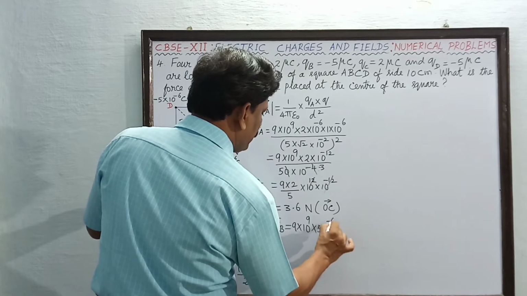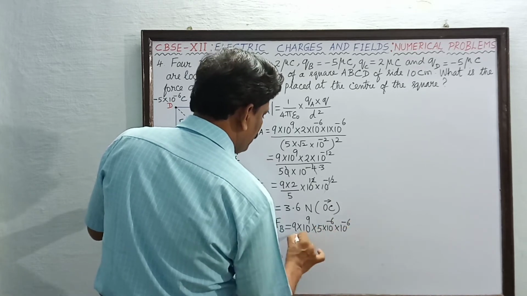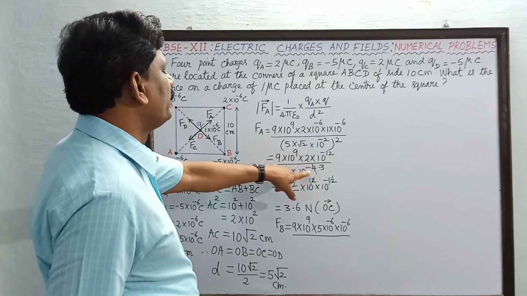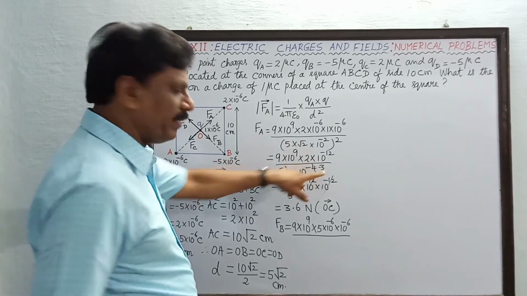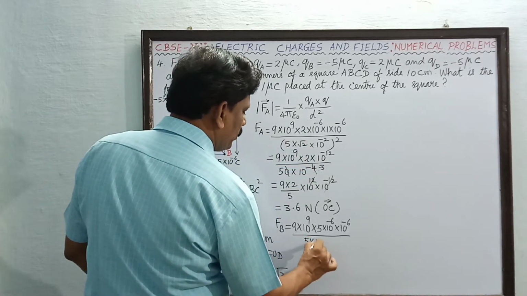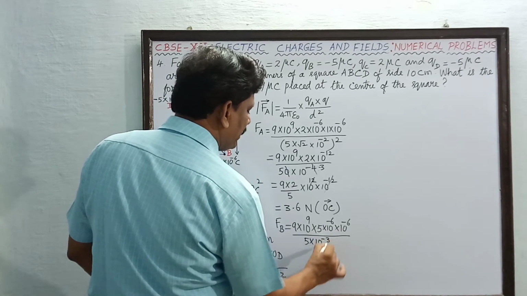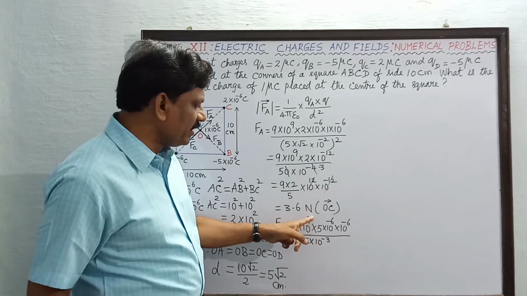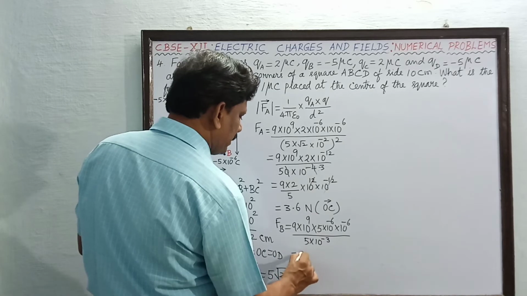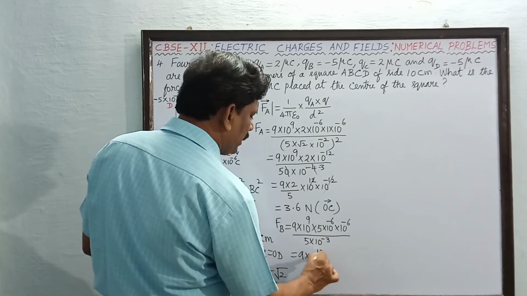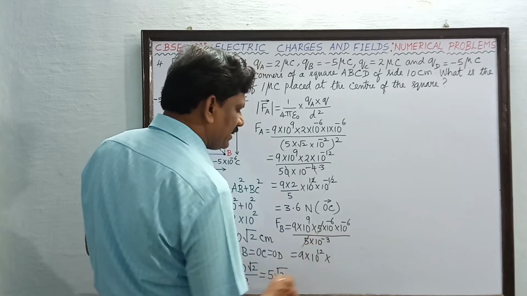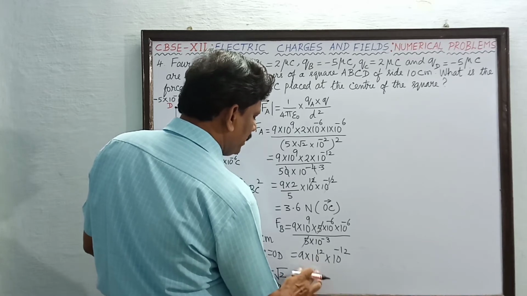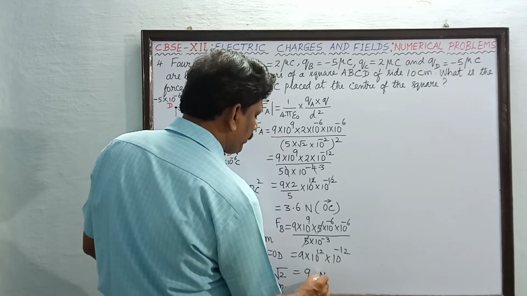So this is 5 into 10 power minus 6 into 1 into 10 power minus 6 divided by this distance square, which will become 50 into 10 power minus 4. That will become 5 into 10 power minus 3 again. So this 10 power minus 3 will go up as 10 power plus 3, so that this will become 10 power 12. Is it not? So this is equal to 9 into 10 power 12 into this 5, and 5 get cancelled. So this is 10 power minus 12. So this is equal to 9. That's all, 9 Newton only. Understand?